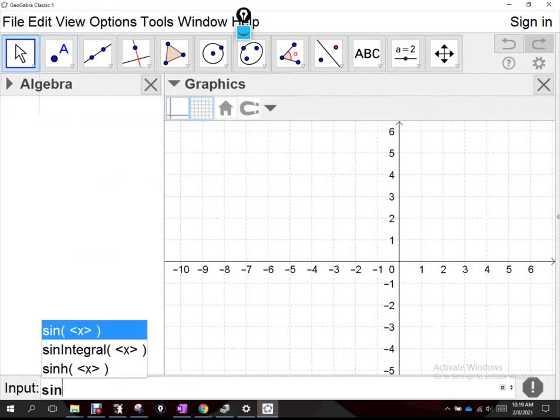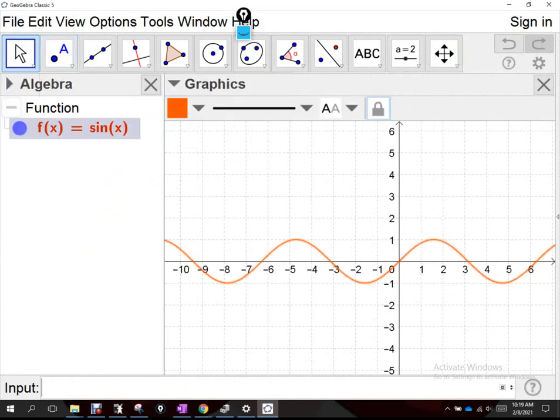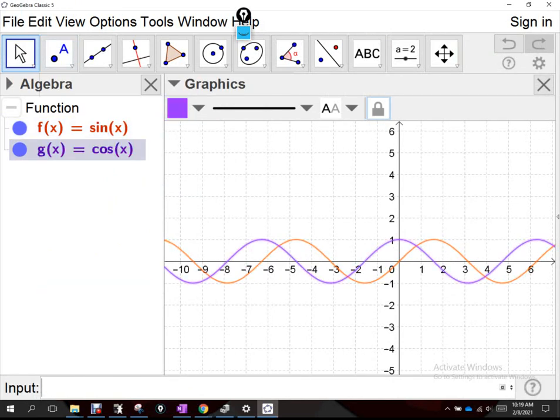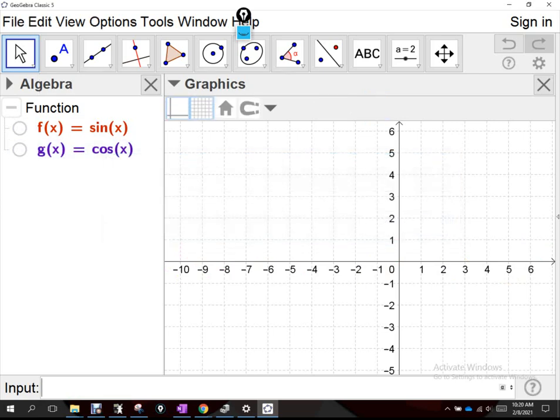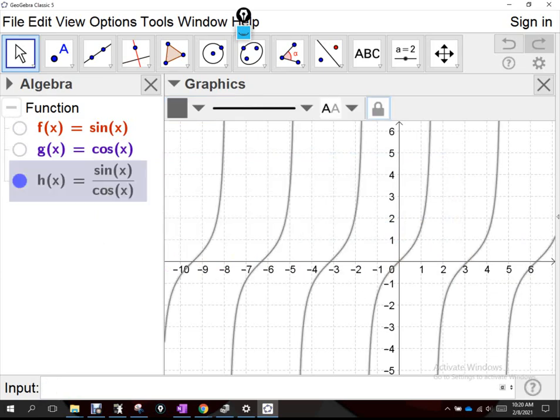So here's sine of theta, or sine of x. Here's cosine of x. Okay? And if I divide those in the right order, do f divided by g, it gives me that. Okay? You see where it says sine over cosine, right?